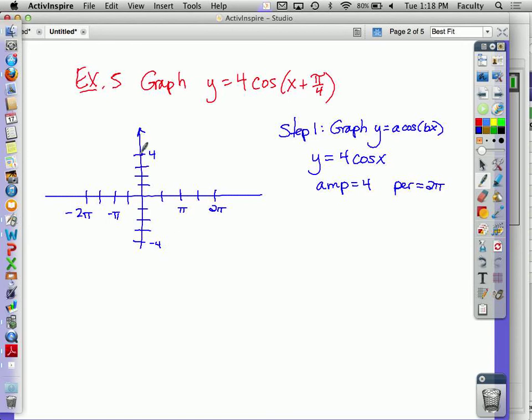Cosine starts at A, so I'm going to start at 4, 0, negative 4, 0, 4. I'll continue it, and then if you remember from last year, what we do is we make a dashed curve.